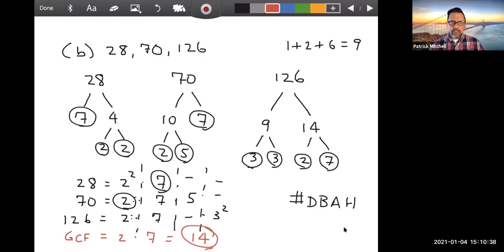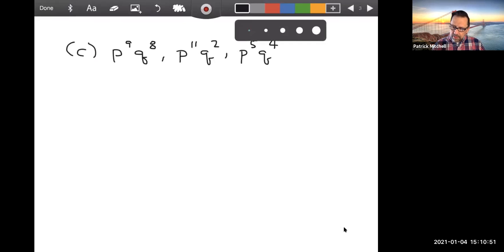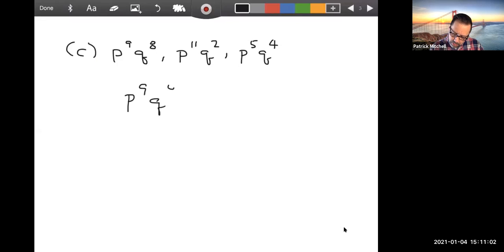So that pretty much takes care of the GCF of a list of numbers. So now let's start looking at terms. This is one of those situations, and believe it or not, there are situations like this, where the variables are easier than the numbers. And the reason I say that is because expressions like p to the 9th times q to the 8th, p to the 11th times q to the 2nd, and p to the 5th times q to the 4th are pretty much already factored. All right, I don't have to do the factor tree part.